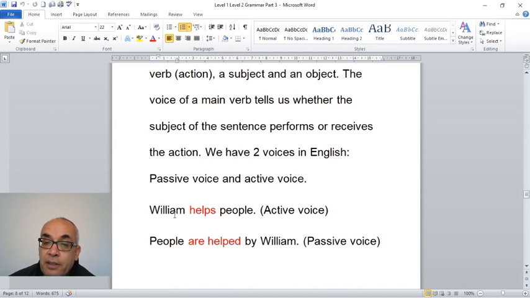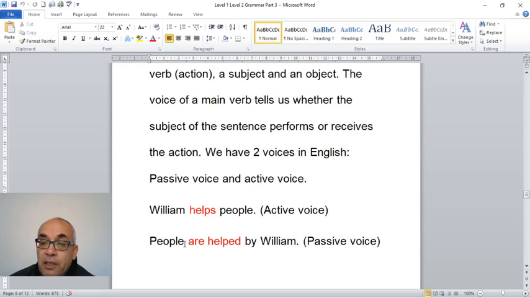If you look at this sentence, William helps people. This is an active voice, as you can see, and voice shows the relationship between William and people. This verb, which is an action verb, shows me the relationship between William and people. William is the performer of the action and people is the receiver. The word people is the receiver of the action.